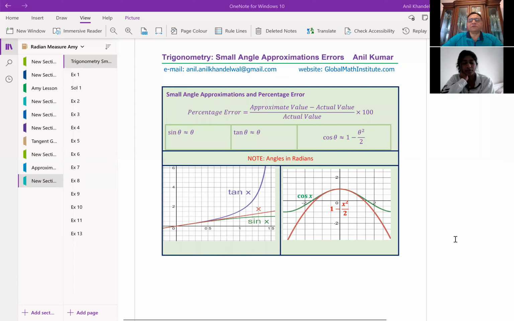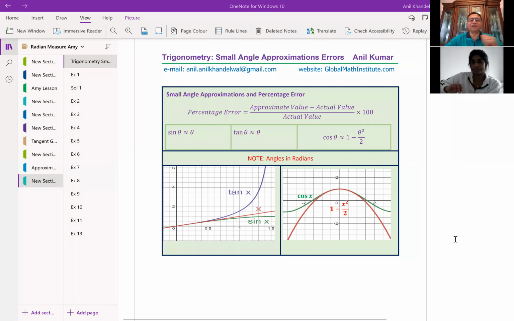Correct. So we learned the concepts about why we do that kind of approximation, and why those formulas are there. We derived the formulas also, correct, for sine, tangent, and cosine. Now today we look into percentage error, as you had mentioned to me on WhatsApp. So I prepared the lesson for you. Let me share the lesson, and then we'll discuss all kinds of questions based on percentage error. Okay. Now, can you see my screen?